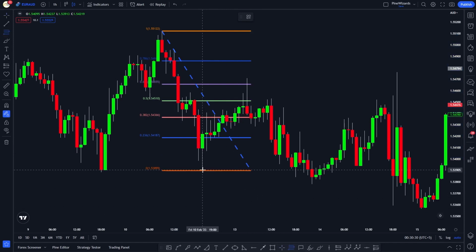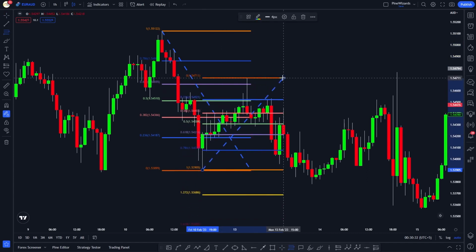For example, if I draw it from here to here, we can target these two levels, 1.272 as our take profit level, and also we can break even the trade as soon as the 1:1 risk to reward ratio is met. So this is how you can trade using the Fibonacci retracement and Fibonacci extension tools.